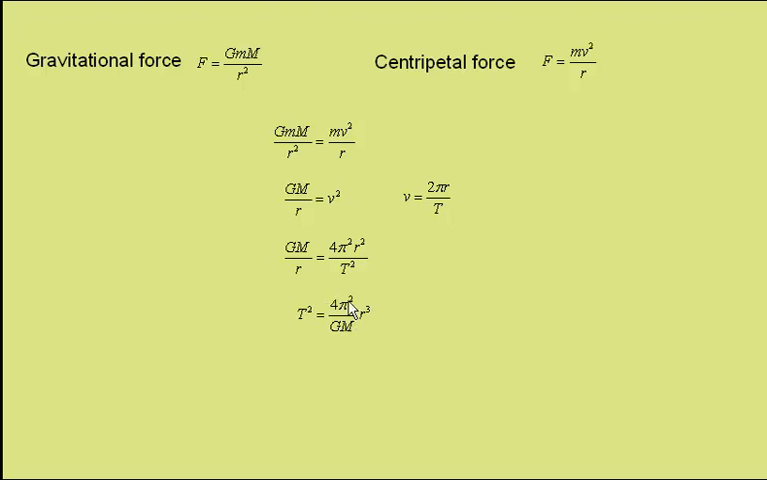All the terms here are constants, so we see that time period squared is equal to a constant multiplied by the radius of orbit cubed, or time period squared is directly proportional to radius cubed, which is Kepler's third law.